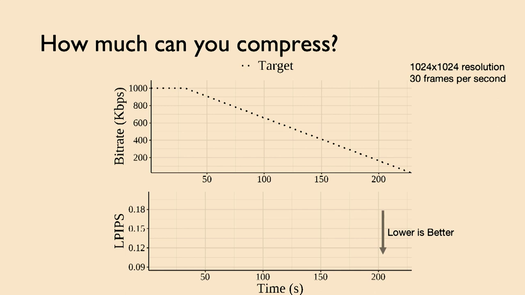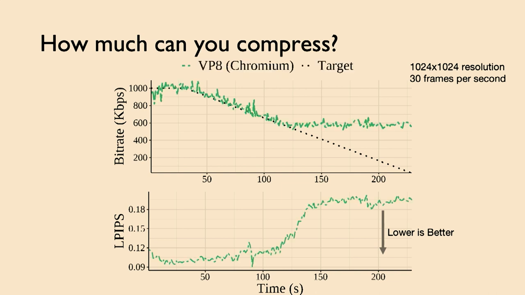And what we're going to do is an experiment where we sweep the target bitrate of the video encoder, and we see what is the actual bitrate that it achieves. That's what's shown here in this top plot. You're seeing in green the achieved bitrate as we go from a target bitrate of 1 megabit per second all the way down to below 100 kilobits per second. And on the bottom, you're seeing this metric called LPIPS, which is a perceptual quality metric. The lower this is, the better the video looks.